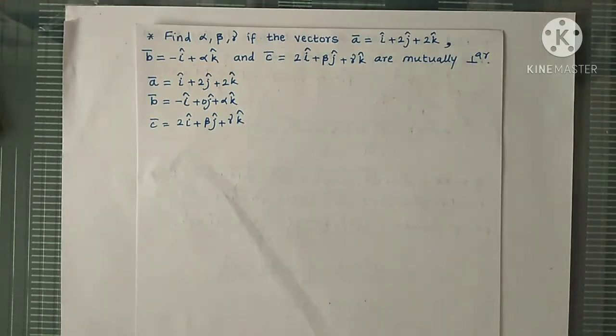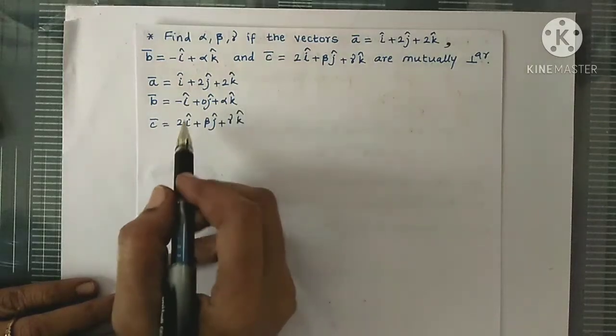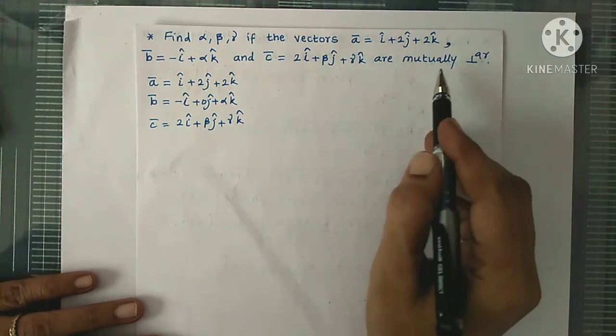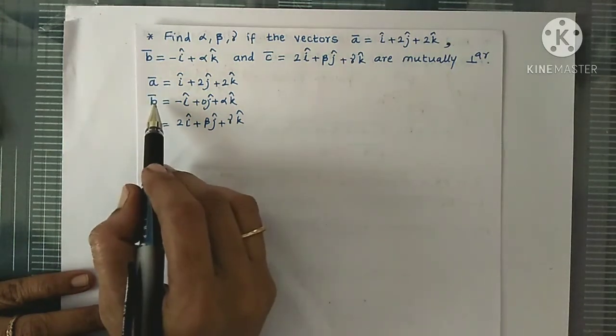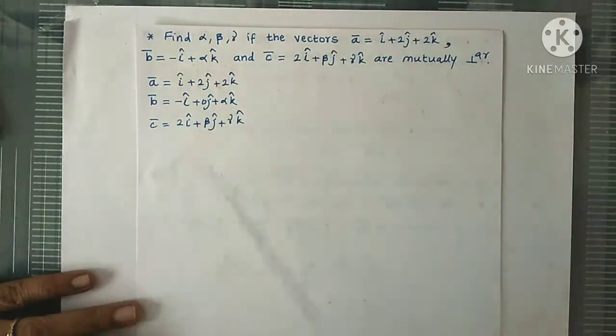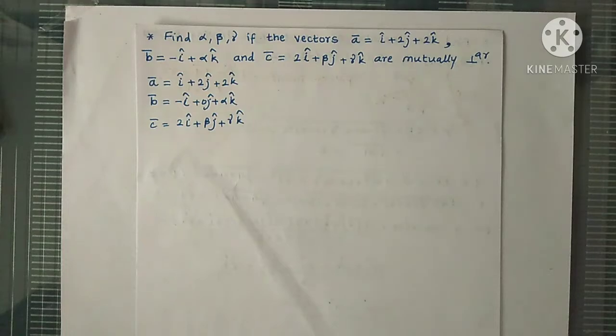Now let's see this question. Find alpha, beta and gamma if the vectors a bar, b bar and c bar are mutually perpendicular. The names were not given in the question; I have written the vectors as a bar, b bar and c bar. So the vectors given are a bar, i plus 2j plus 2k and so on. Now it is given that they are mutually perpendicular. Means a bar is perpendicular to b bar, b bar is perpendicular to c bar, and a bar is also perpendicular to c bar. So take any two vectors from a bar, b bar and c bar and they are perpendicular.